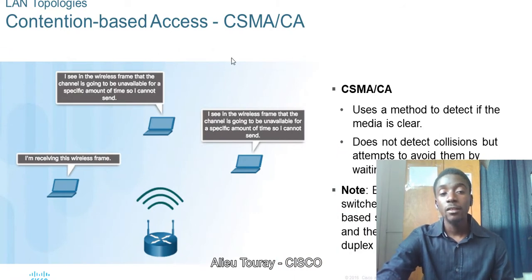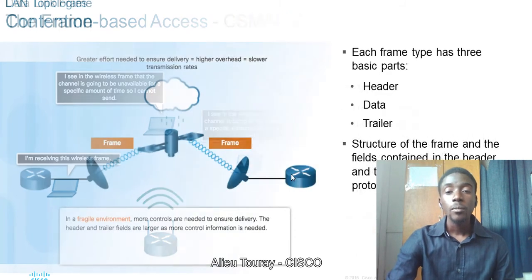Wireless access is a different thing. It is very difficult with wireless, so it uses collision avoidance to avoid collisions altogether.